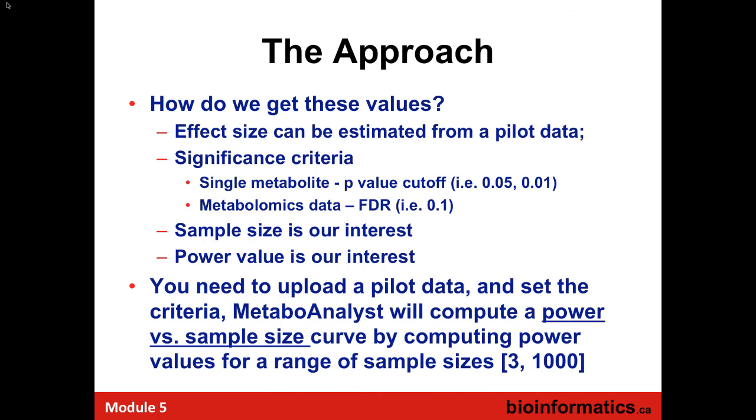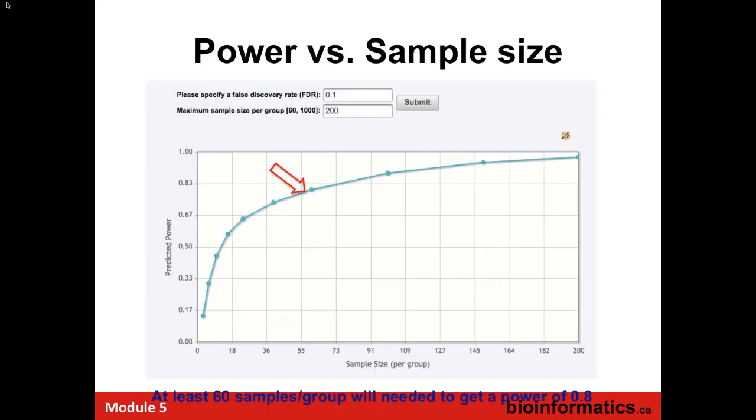So with pilot data, maybe 10 samples, you'll choose a criteria. Most people use 0.05. You might use a false discovery rate of 0.05 or 0.1. And you want to figure out what's my power and how big does my sample have to be. So once you've uploaded a small pilot set, you run it through this power analysis curve and say we uploaded 10 samples. What this says is that in order to get sufficient power, to get 80%, you're going to have about 60 samples, both of cases and control.